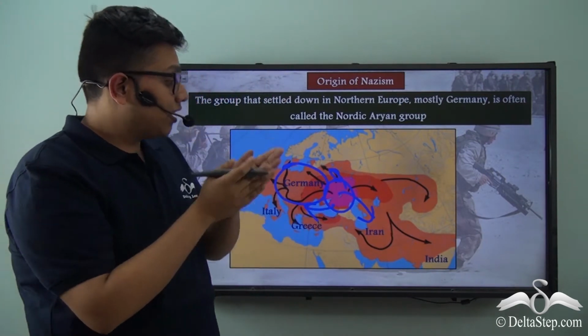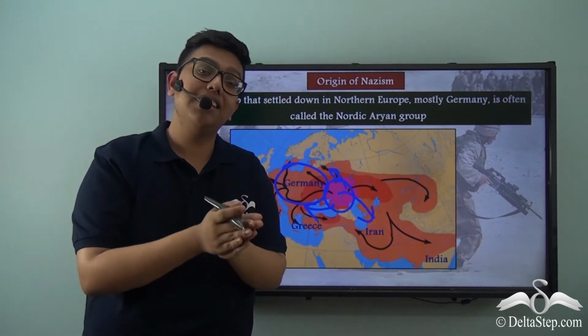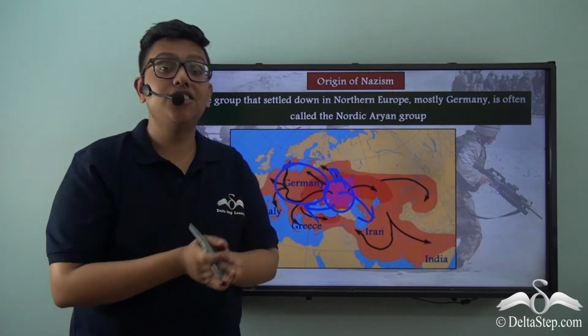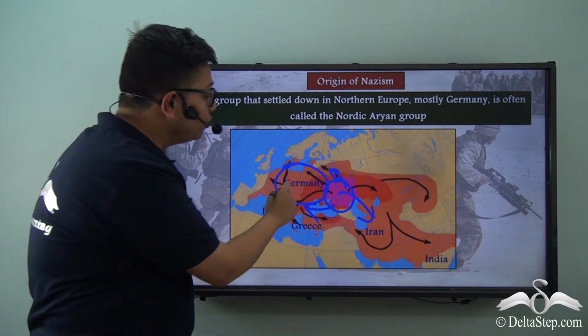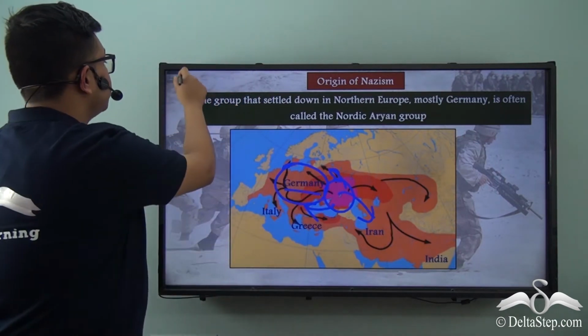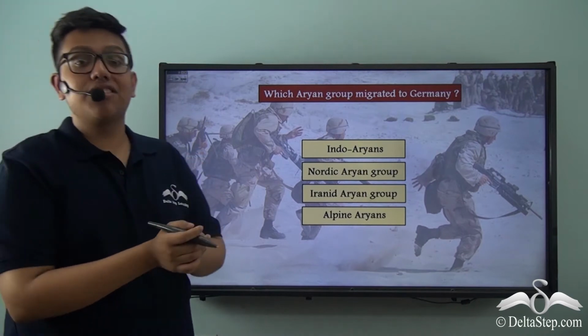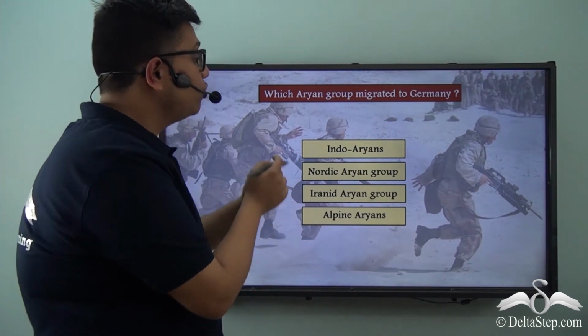That is why the swastika happens to be a symbol of India and also of Nazi Germany, who were tracing their lineage from the Nordic Aryan group who had traveled to Germany and Northern Europe. Now, can you answer this question? Which Aryan group migrated to Germany?